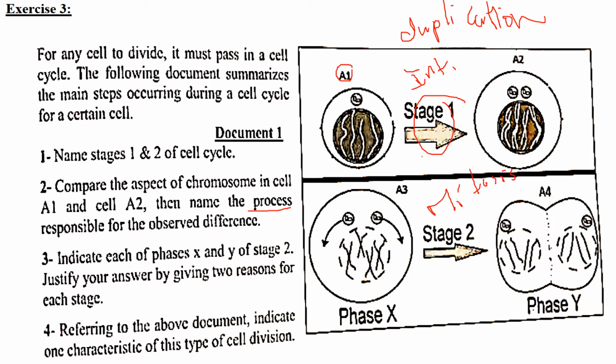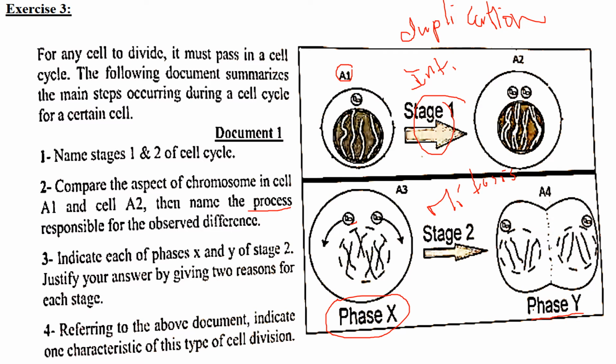Indicate each of phases X and Y of stage 2. In phase X, I have the nuclear membrane disappearing and migration, and these asters are forming, formation of asters. So this is prophase. As for phase Y, I have a cleavage furrow here and the nuclear membrane is coming back, it was disappearing and now it is coming back. So this is telophase or the beginning of telophase.